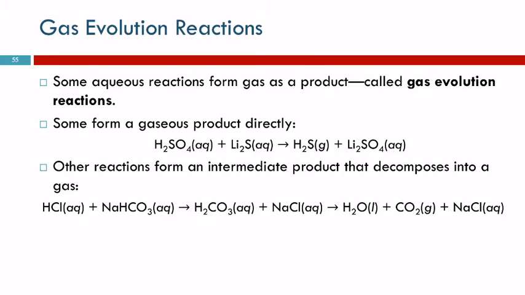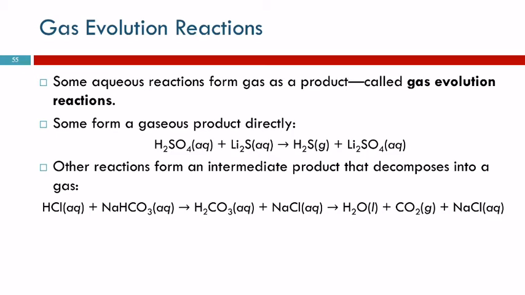Some reactions form gas as a product. So we call these gas evolution reactions. You mix some stuff together and a gas forms. Often you'll see this as bubbling or fizzing. Some of them form a gas directly, like if you mix sulfuric acid and lithium sulfide. When you switch partners here, you get lithium with sulfate and you get hydrogen with sulfur. And H2S actually forms a gas. It's hydrogen sulfide, and it stinks like rotten eggs. And that'll bubble out of the solution.